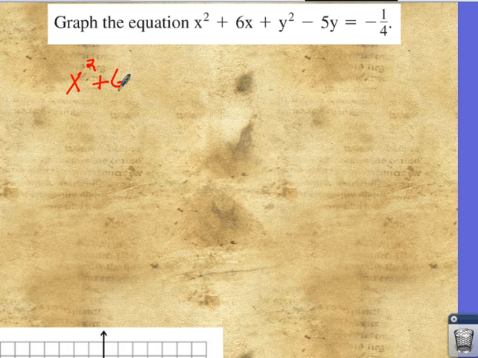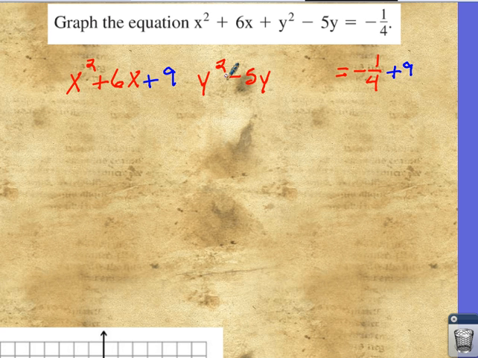X squared plus 6x, leave a space. Y squared minus 5y, leave a space, negative 1/4. To complete the first square, again, no issues there. Half and square. Tootin, what are you going to add there? 9. So do that to both sides. Okay, we're good there.